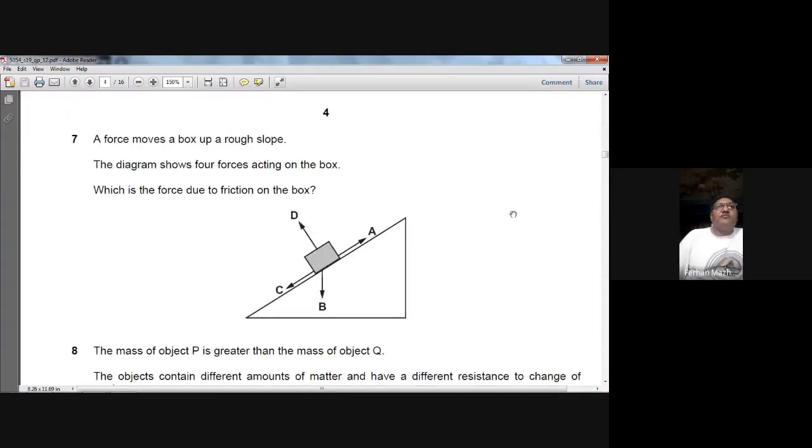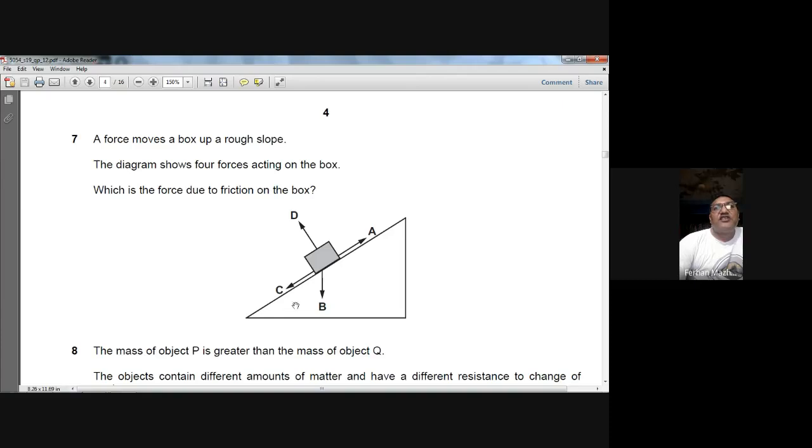On your screen, we have question number 7. A force moves a box up a rough slope. So this box is basically moving upward on this ramp. The diagram shows 4 forces acting on the box. This A force is the applied force, this C is the frictional force, this D is the normal reaction of the surface, this B is the weight of the box. So the question is, which is the force due to friction on the box?